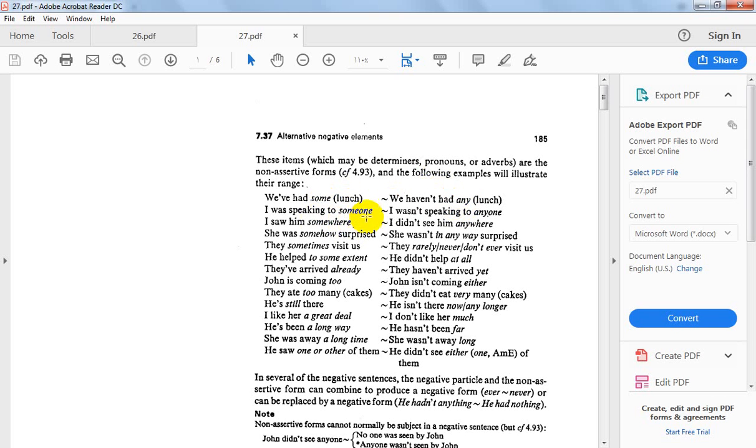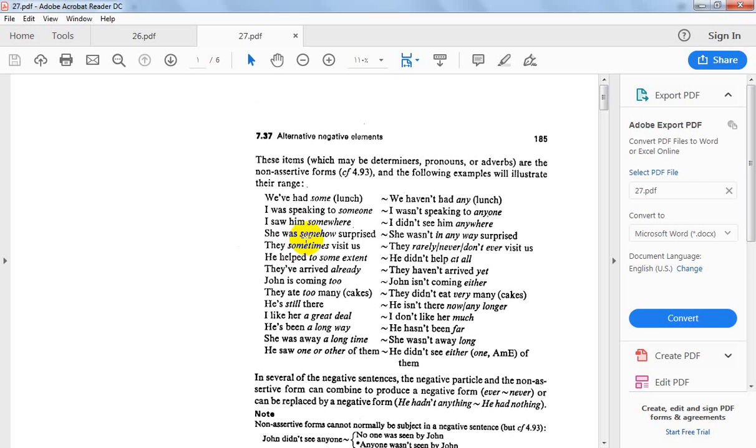I was speaking to someone. I wasn't, راح أخلي النوت هنا, I wasn't speaking to anyone. ضفنا not غيرنا someone to anyone. I saw him somewhere. I didn't. Why didn't? Because I did not have that clear operator here, so I make use of do verbs. لأن past سويتها I didn't see him anywhere. Somewhere تحولت to anywhere.